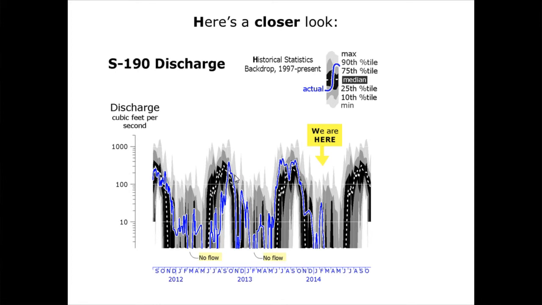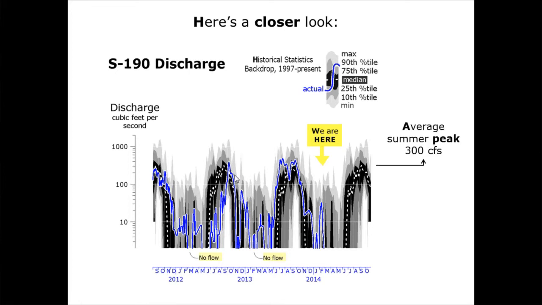But I went into the data set. The Corps of Engineers has a data set on that, and the USGS does as well. And I crunched the data. Not to go into the details here, but the background grayscale shows the historical stats with the white dotted line being the median. The blue line shows current conditions.